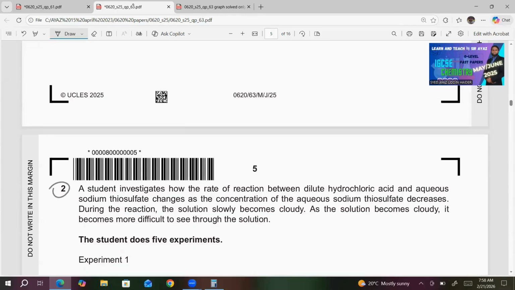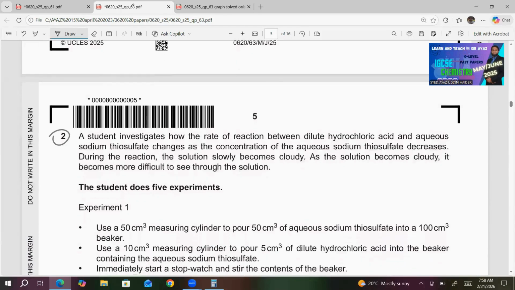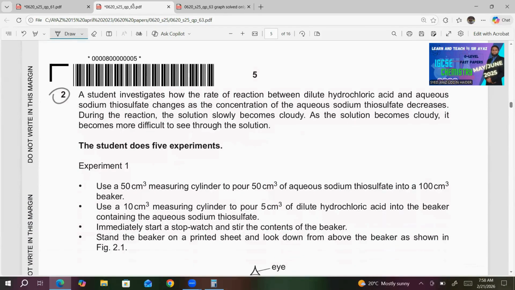Here's question number 2. A student investigates how the rate of reaction between dilute hydrochloric acid and aqueous sodium thiosulfate changes as the concentration of the aqueous sodium thiosulfate decreases. During the reaction, the solution slowly becomes cloudy. As the solution becomes cloudy, it becomes more difficult to see through the solution. The student does 5 experiments.